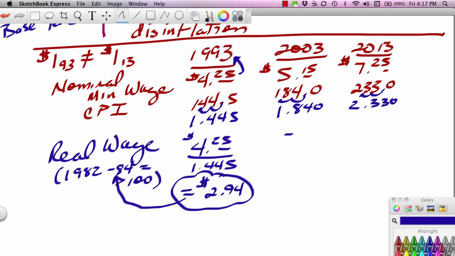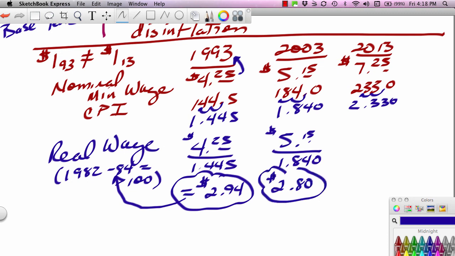Let's do it again. 515 divided by 1.840 equals what? I just happen to have that, be ready for a surprise, $2.80. So $2.80 is the equivalent purchasing power in 82-84 to having 515 in 2003. Now, these can be compared. These can be compared. Why? Because they're in the same year.